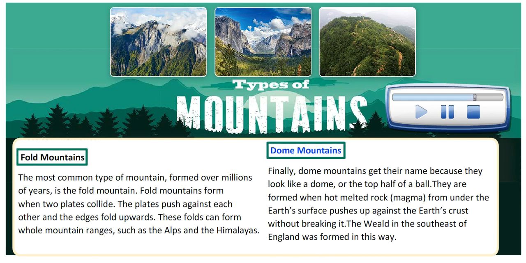Dome mountains. Finally, dome mountains get their name because they look like a dome, or the top half of a ball. They are formed when hot, melted rock, magma, from under the Earth's surface, pushes up against the Earth's crust without breaking it. The Weald in the southeast of England was formed in this way.